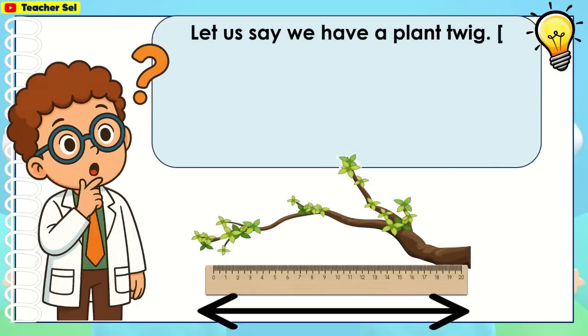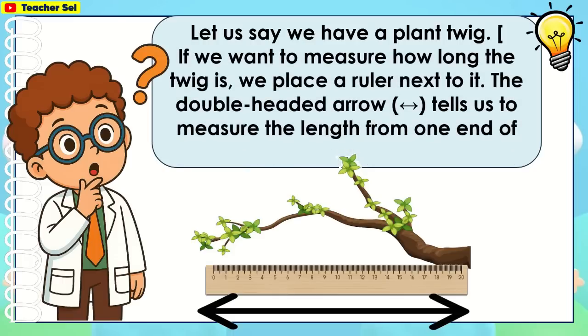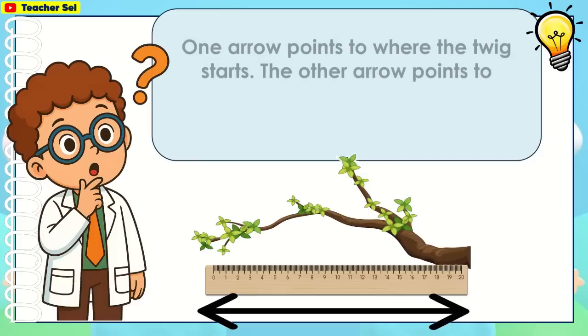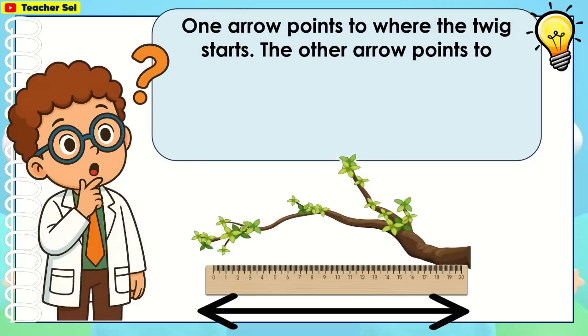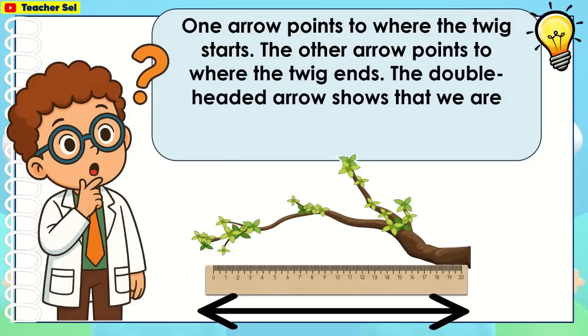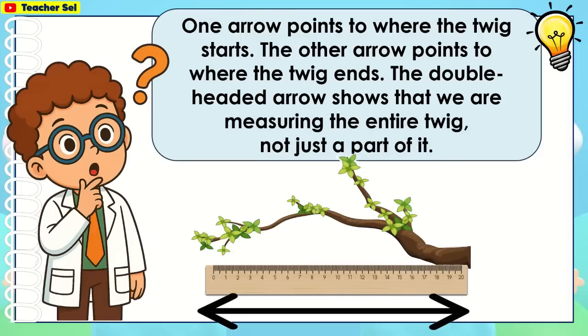Let us say we have a plant twig. If we want to measure how long the twig is, we place a ruler next to it. The double-headed arrow tells us to measure the length from one end of the twig to the other end. One arrow points to where the twig starts. The other arrow points to where the twig ends. The double-headed arrow shows that we are measuring the entire twig, not just a part of it.